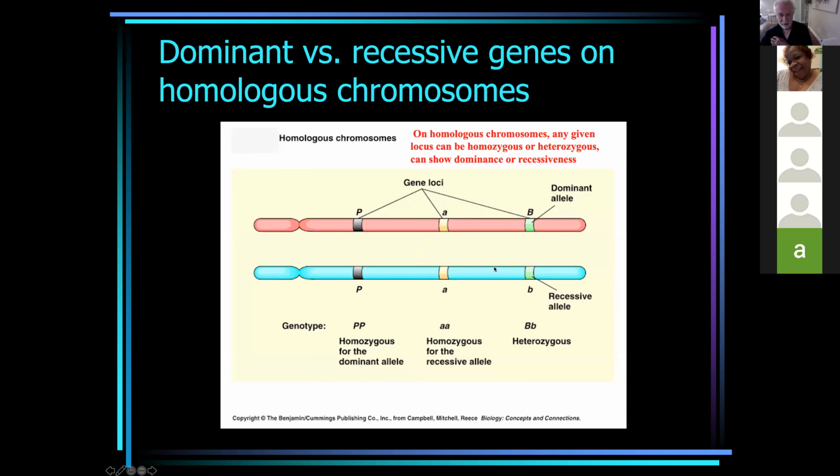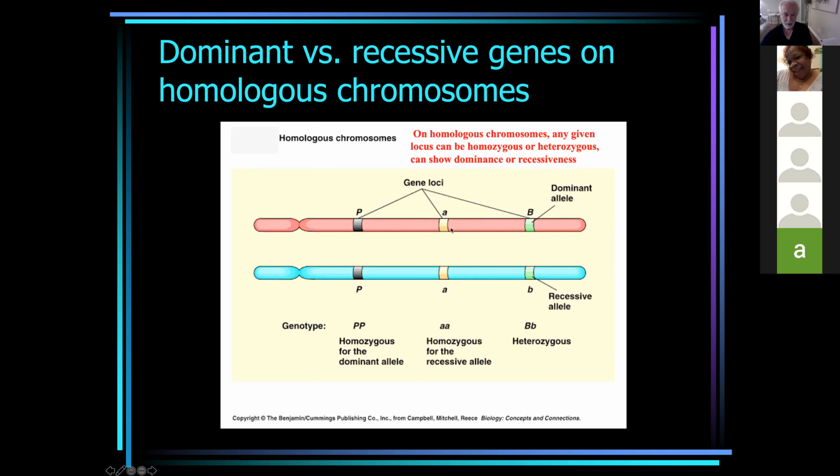Well, here, this illustrates dominance and recessive on homologous chromosomes. So the pink one and the blue chromosomes are homologous at all loci except the ones indicated here. So on homologous chromosomes, any given locus can be either homozygous or heterozygous. So if you look at the P locus, it's homozygous dominant. So it's big P on both chromosomes.